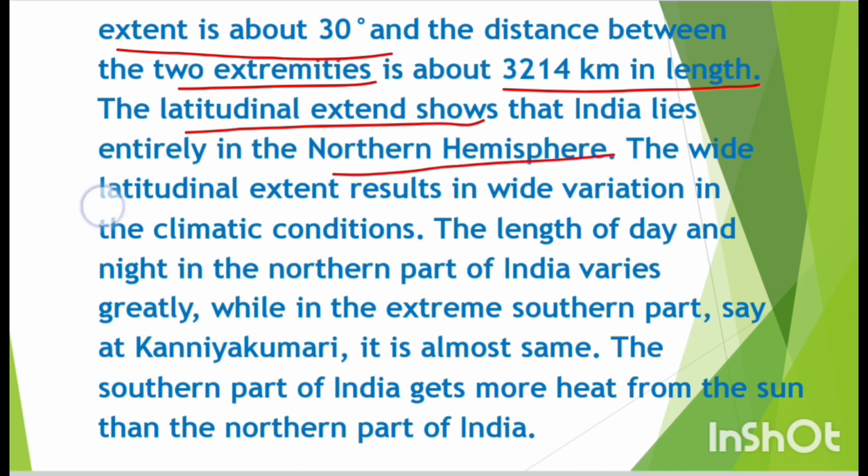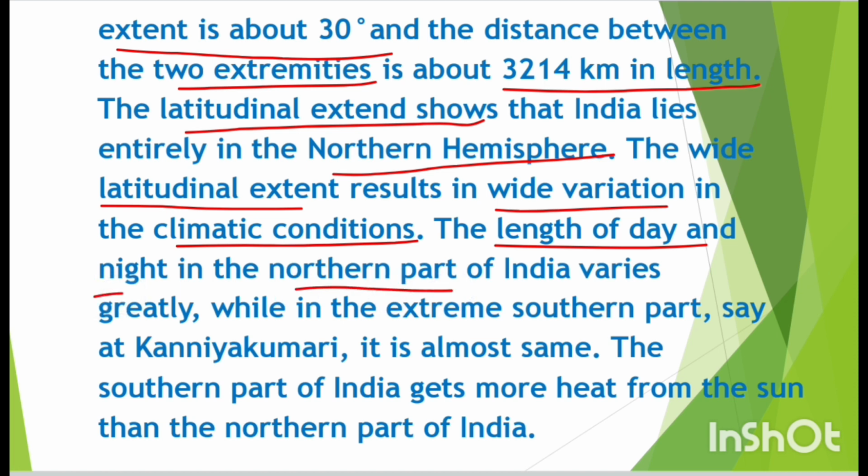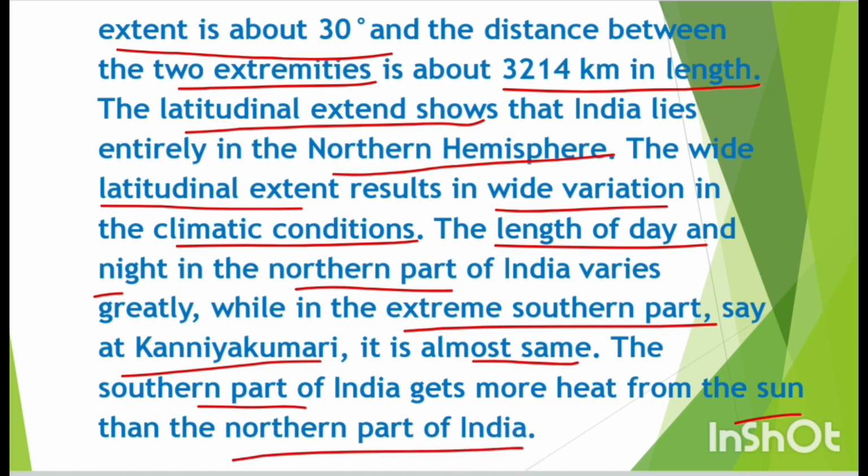The wide latitudinal extent results in wide variation in climatic conditions. The length of day and night in the northern part of India varies greatly, while in the extreme southern part, say at Kanyakumari, it is almost the same. The southern part of India gets more heat from the sun than the northern part of India.